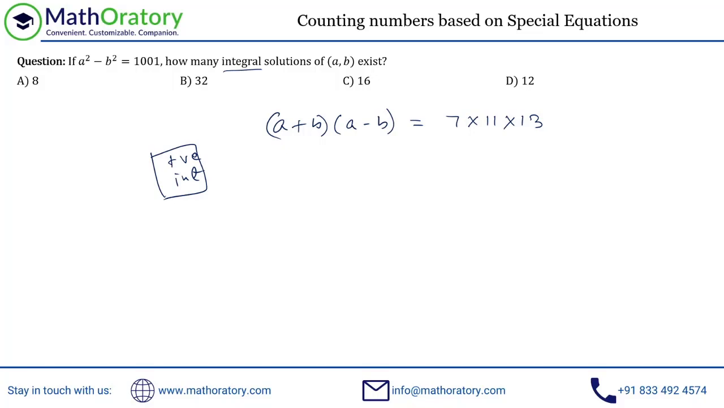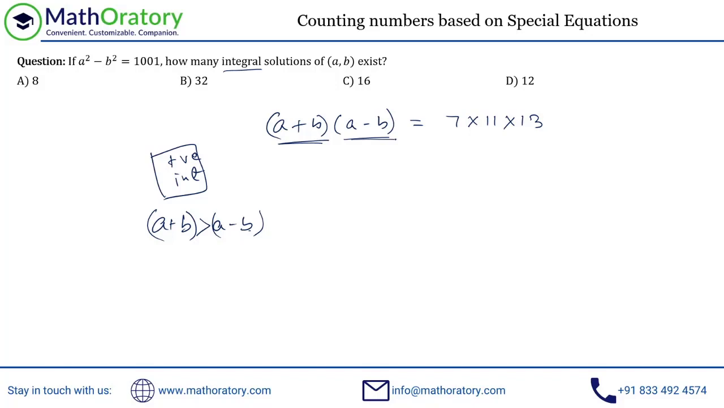When we're looking for positive integral solutions, a couple of things you should take note of. One thing is a plus b and a minus b will be simultaneously odd or even. If you do not note this for this particular number, even then you would not make a mistake because 1001 is an odd number. But the other thing, for positive integral solutions, is that a plus b is bound to be greater than a minus b, because b is positive. So a plus b is the bigger factor of this number 7 into 11 into 13 compared to a minus b.